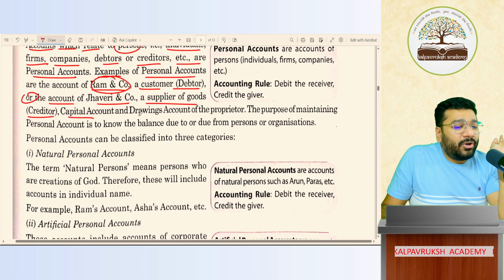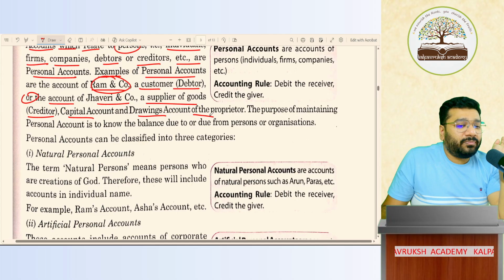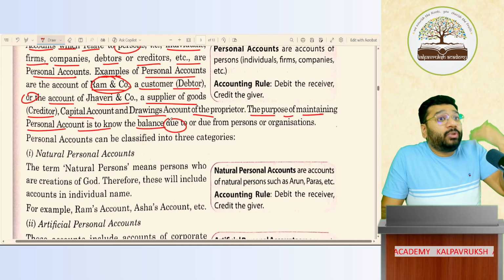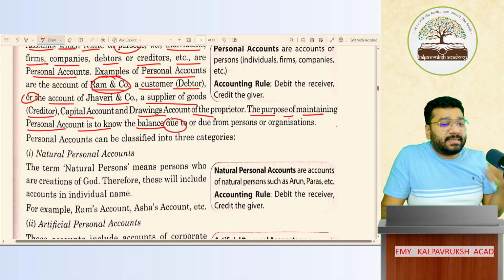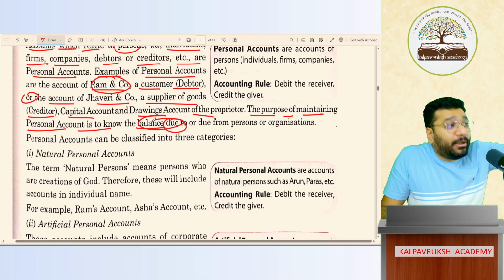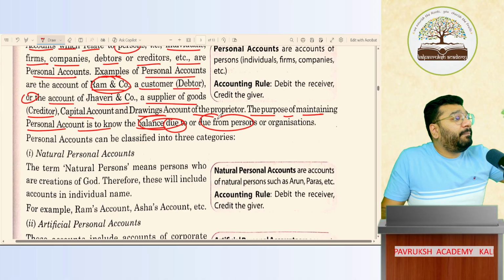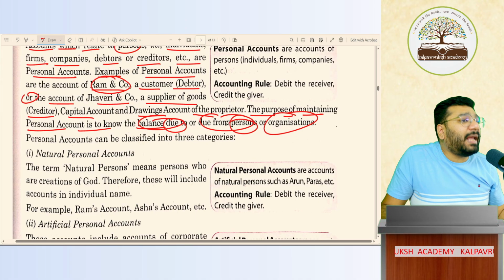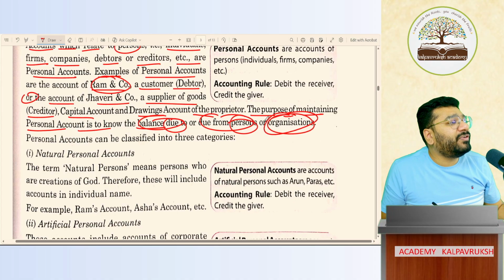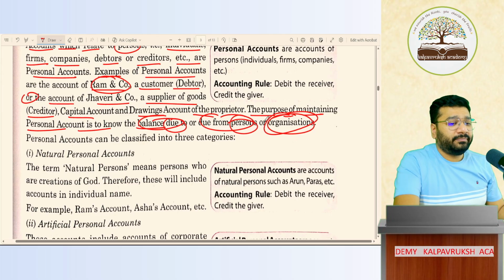Creditor, capital account, drawings, all these are called personal accounts. The purpose of maintaining a personal account is to know the balance, how much is due to them, or from them, how much we have to receive. What is the balance due to be paid to them, and what is the balance due from the person or organization? Person means natural account. Organization means artificial personal account. Got it? Not got it?